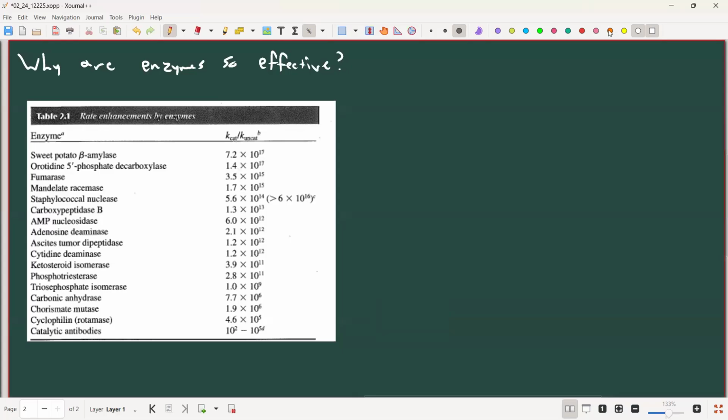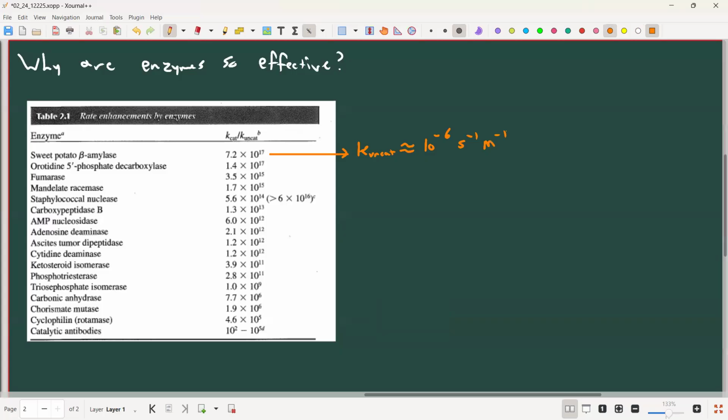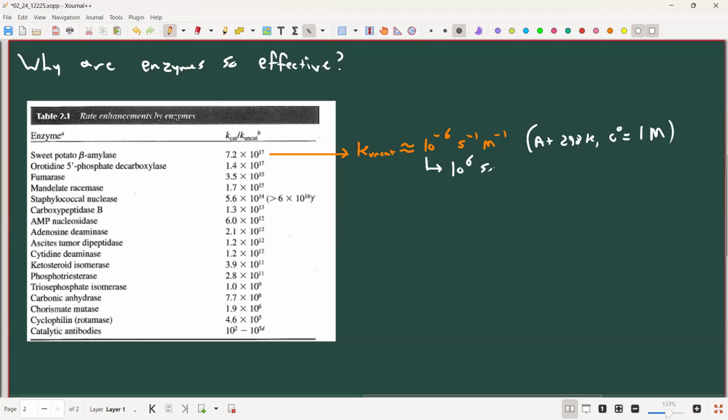Well, imagine, let's just say, for instance, that the uncatalyzed reaction is around 10 to the minus 6 per second per molar. All right. So that means it takes, at normal conditions, at 298 Kelvin and a standard concentration of our reactants of 1 molar, about 10 to the 6 seconds to generate 1 mole of product.